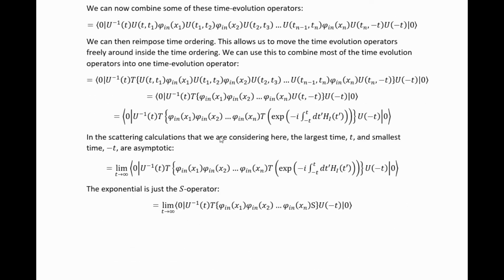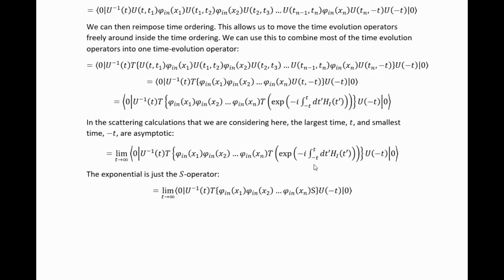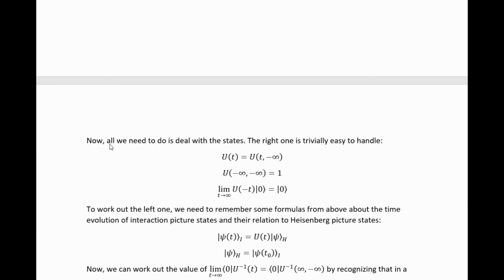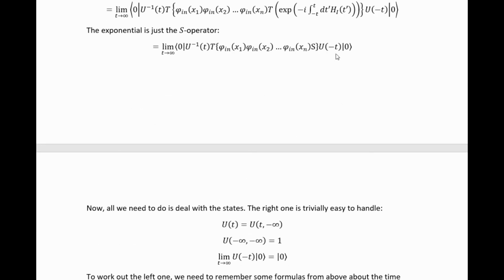In the scattering calculations that we are considering here, the largest time t and the smallest time minus t are asymptotic. I've already mentioned that we're taking this lower one to negative infinity, but we're also going to take that one to plus infinity because we're doing these standard scattering calculations. The exponential, therefore, is just the S operator. Now all we need to do is deal with the states. This right one is trivially easy because we're evaluating U of t at negative infinity, so it's not actually doing any time evolution, it's just the identity operator, and therefore we have this.